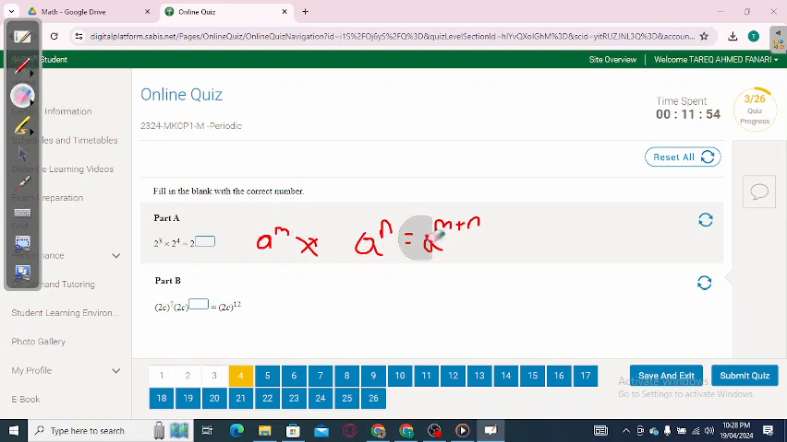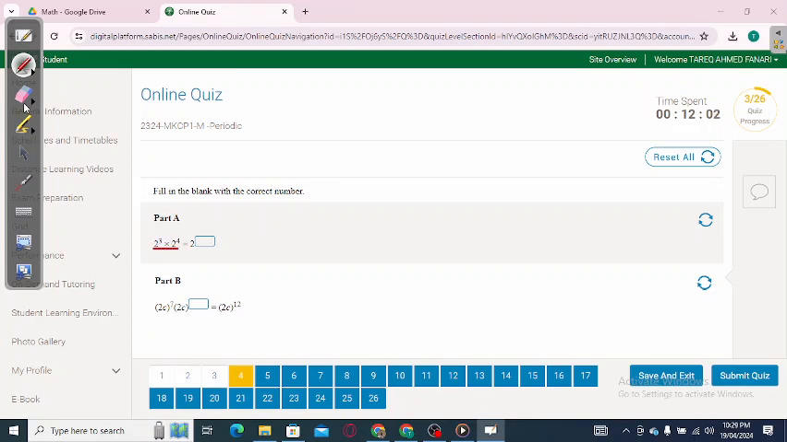Please note that for this rule to apply, the bases have to be equal. So here the bases are equal and they're 2. So you have the same base, so you just apply the rule I just told you about. So 2 to the power of 3 times 2 to the power of 4, so 2 to the power of 3 plus 4, which is 7.